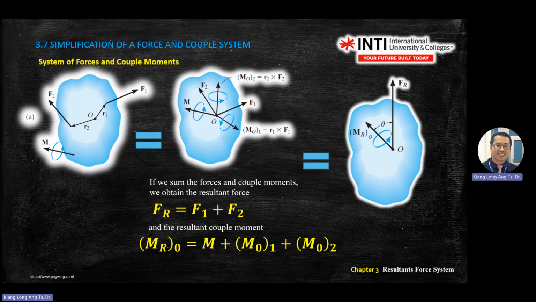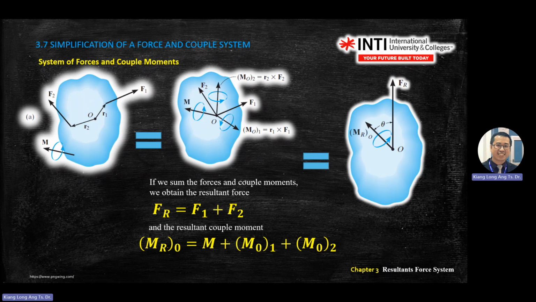Okay, so again, the one on the left, you will see in the question. You need to convert this diagram on the left to the middle one. So how do you transform the left diagram to the middle one? By using the principle of transmissibility. So you move your force to one of the points, move everything to one point. In this case, we move everything to O.